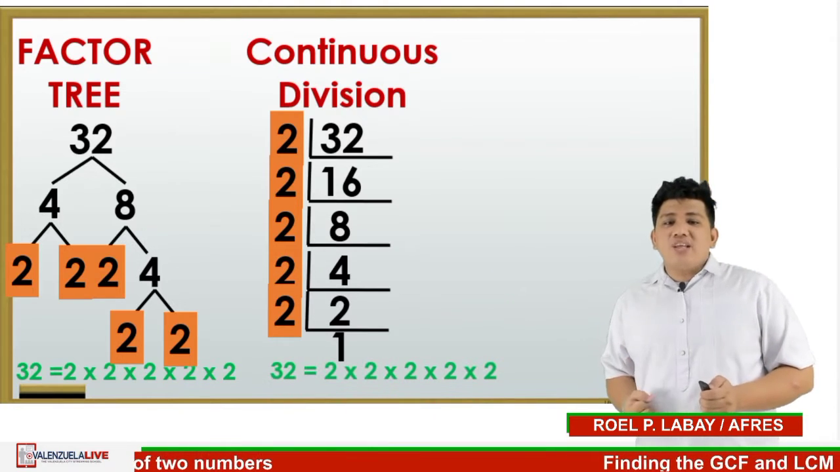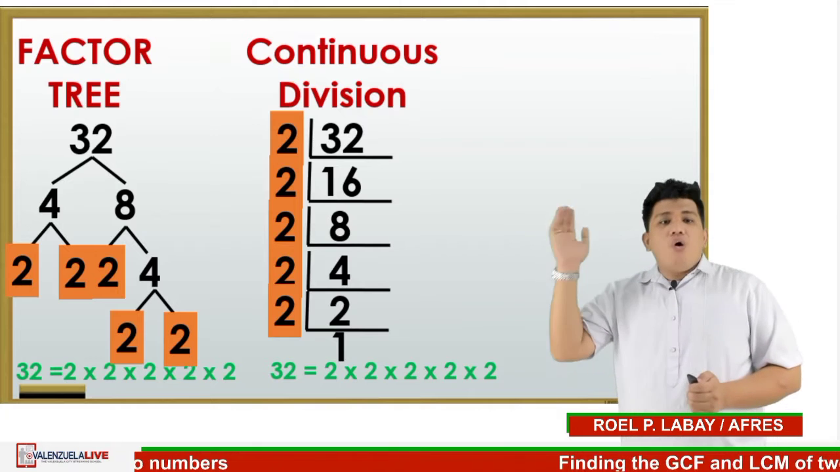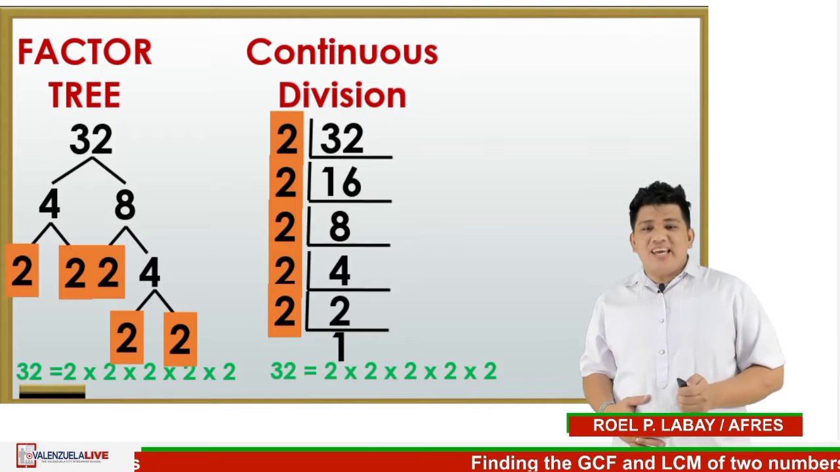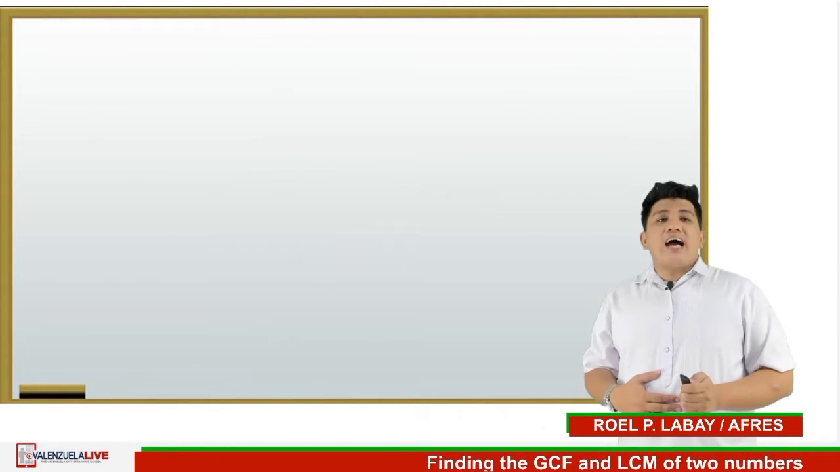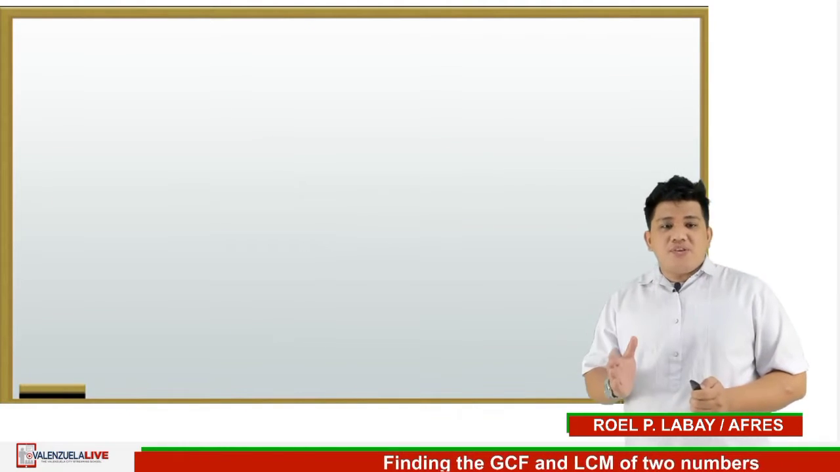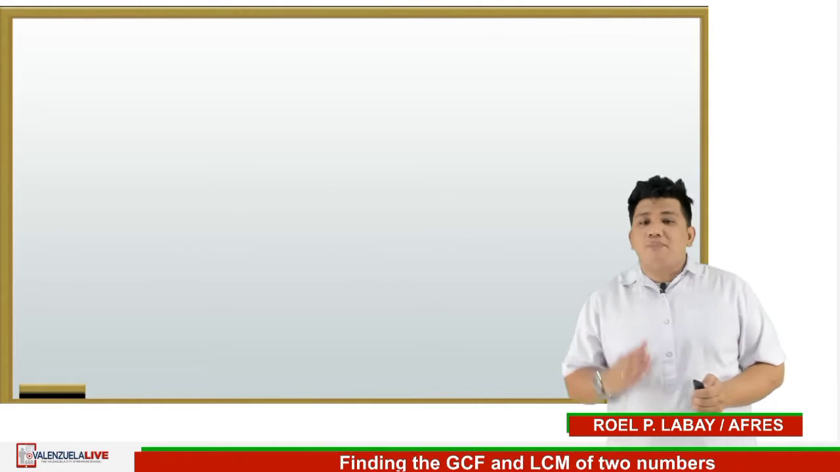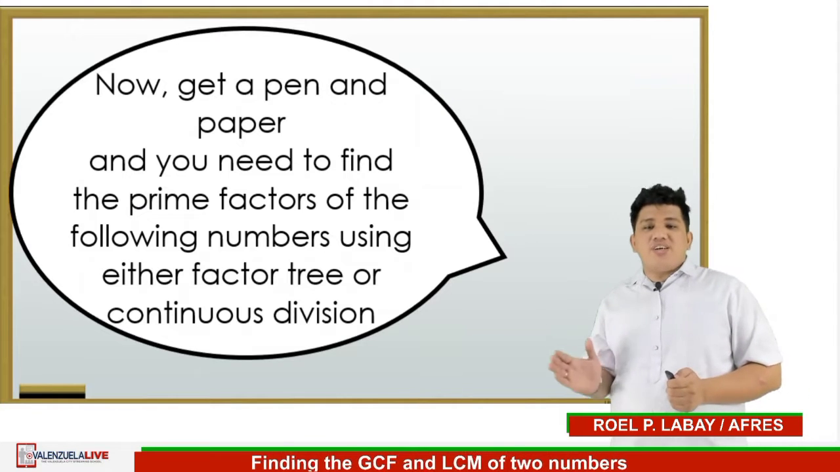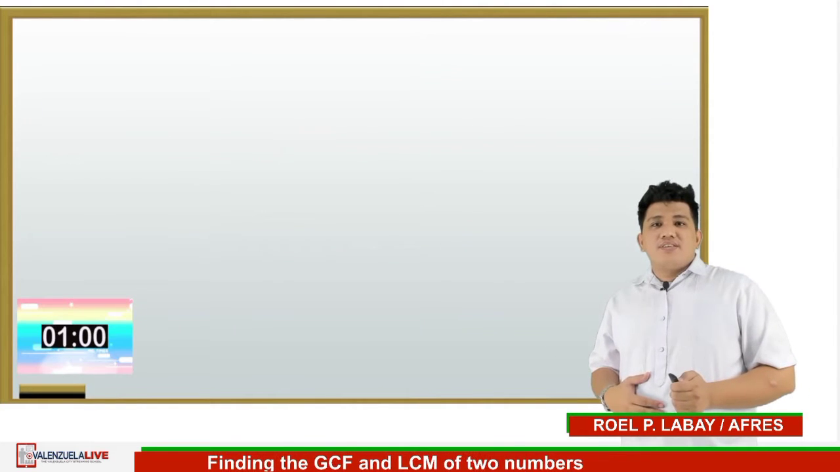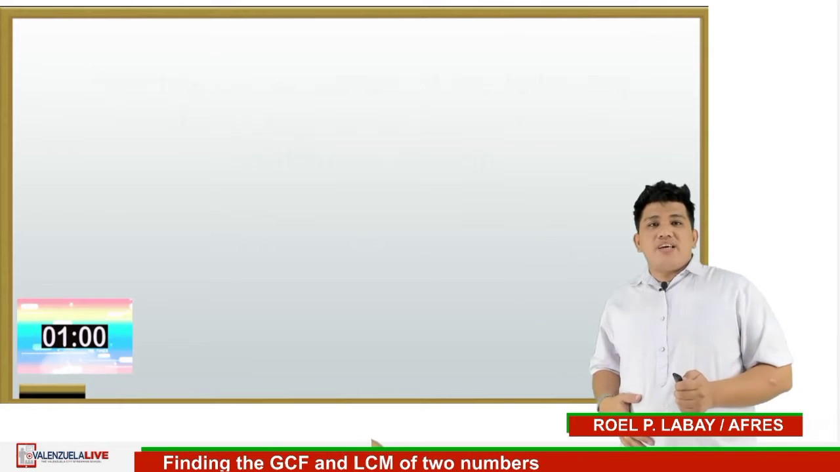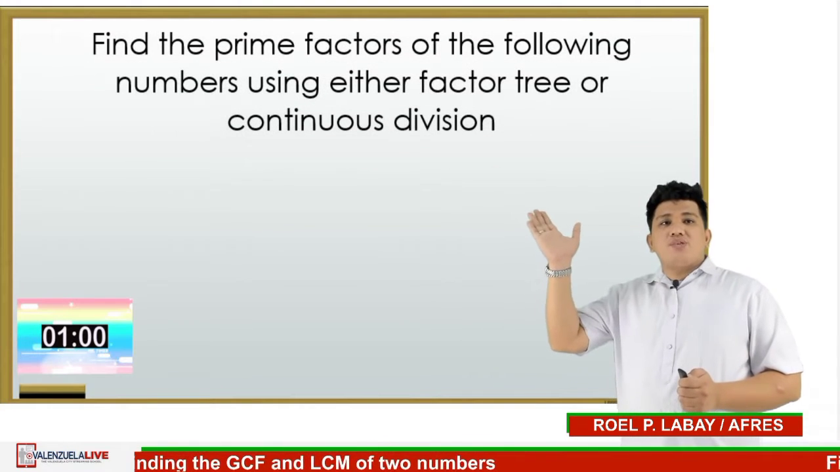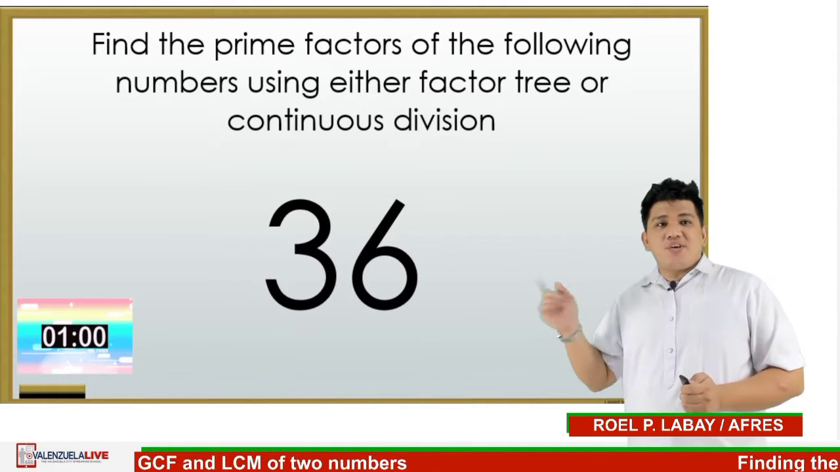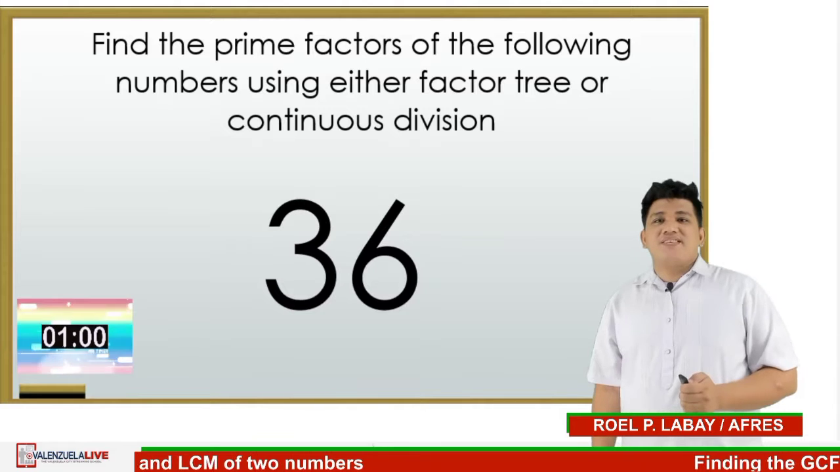We can see that whether we use a factor tree or continuous division, the result of the prime factors is the same. Now, get a pen and a paper, and you need to find the prime factors of the following numbers using either factor tree or continuous division. I will just give you 1 minute to solve this. Find the prime factors of the following numbers using either factor tree or continuous division. So the number is 36. So your 1 minute starts now.